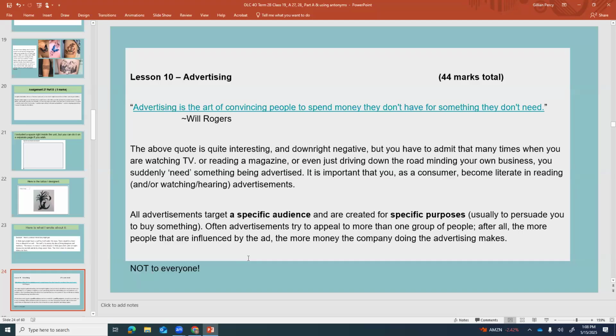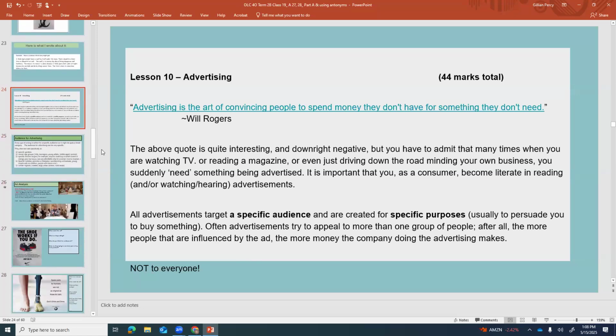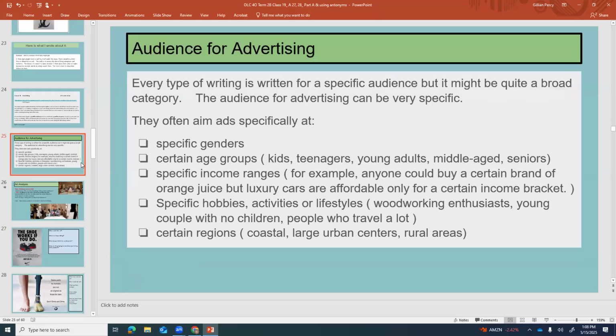So I was pointing out, down here says not to everyone. A specific audience, it means not everybody on the planet is going to want to buy every type of product as that is created, right? A 5-year-old isn't buying a car. An 80-year-old is probably not buying a dolly. So there are different people who are going to buy different types of products. So talking about the audience.